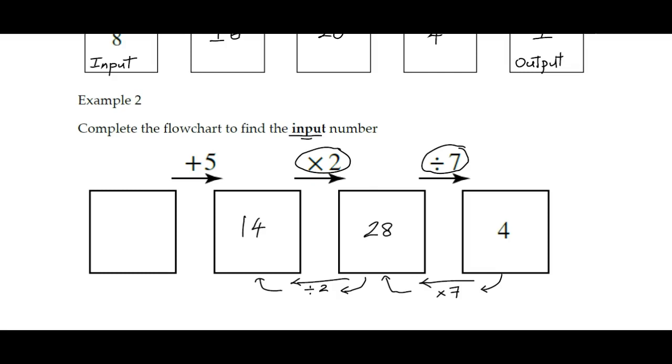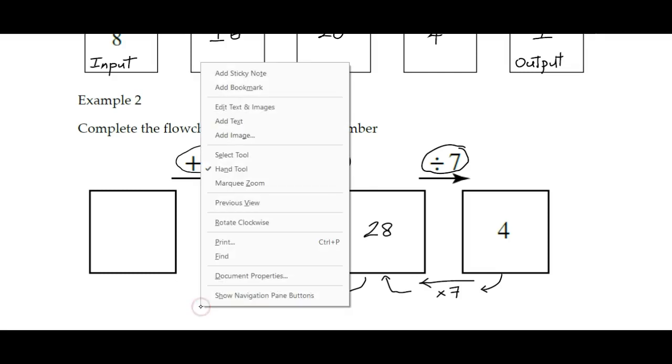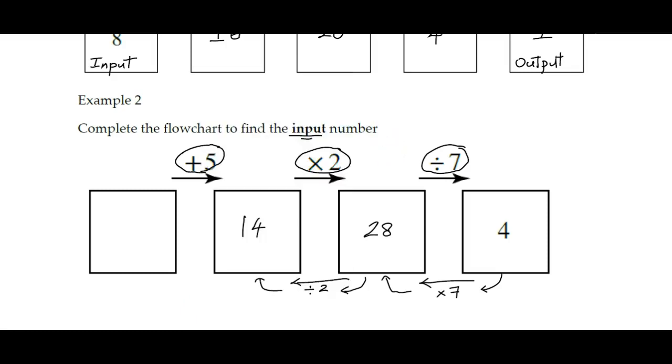So we have one last step. The forward action is add 5. So what's going to be the backward action? That's going to be take away 5. The opposite of adding 5 is going to be take away 5. So 14 take away 5. What's that going to give us? That's going to give us 9. So what we have now done is we've gone backwards to work out our input number. In this case, 4 was our output number, and we've worked out that 9 is our input number.